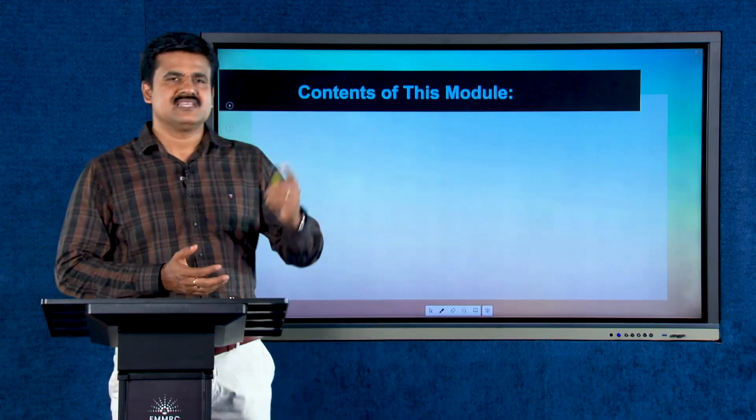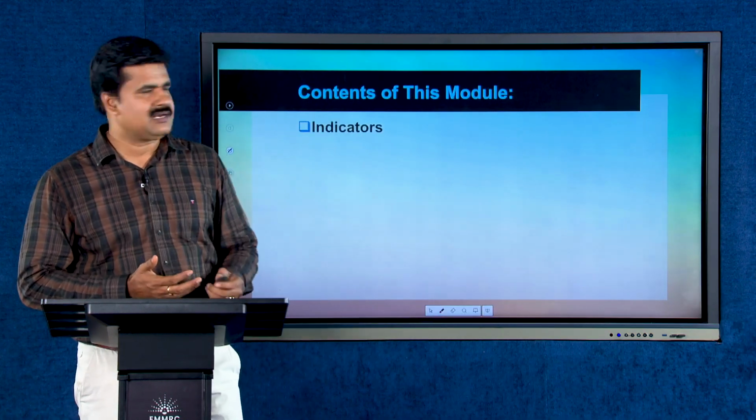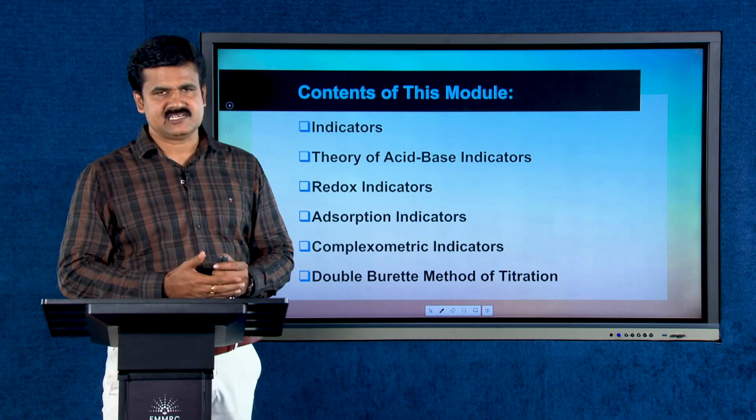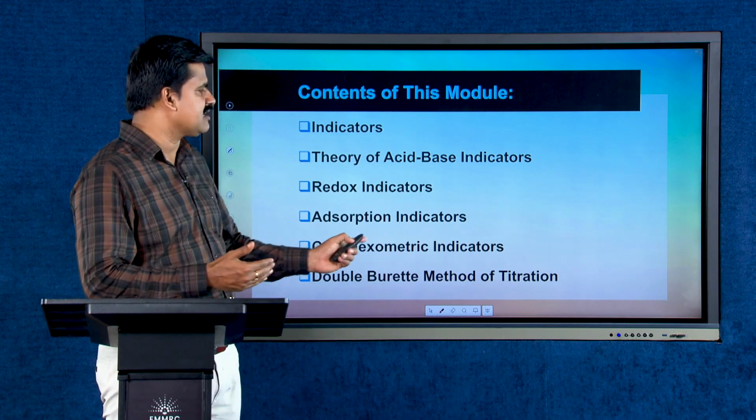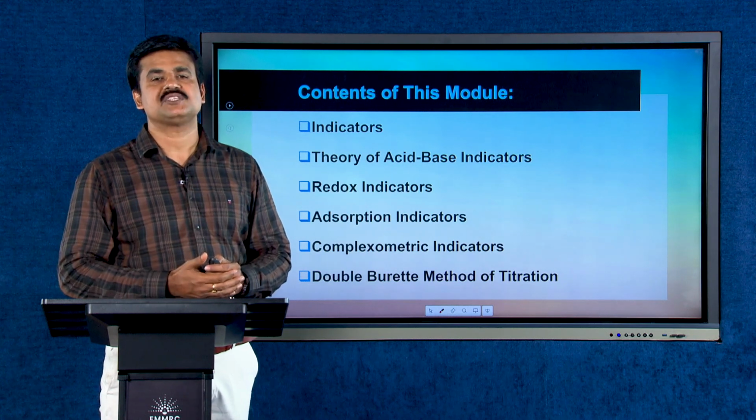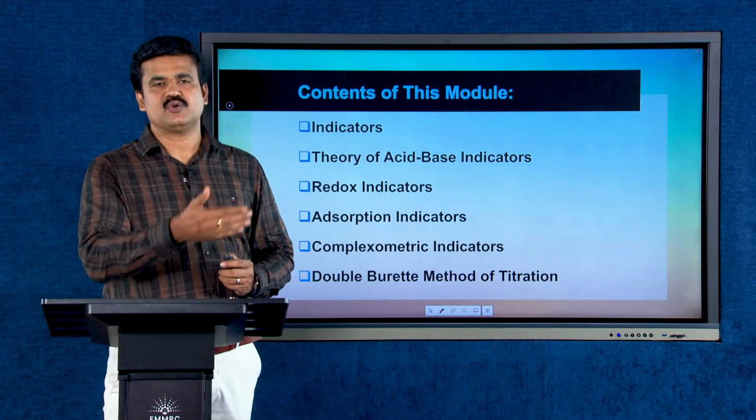So, the contents of this module are indicators, their definition, theory of acid-base indicators, redox indicators, adsorption indicators, complexometric indicators, and double burette method of titration. In addition to indicators, as the last part, we are dealing with a procedure called double burette method of titration. These are the contents.